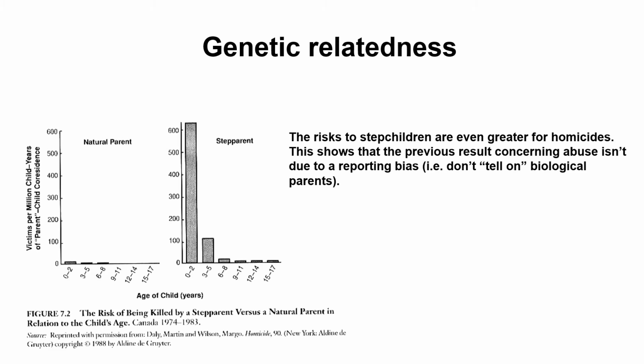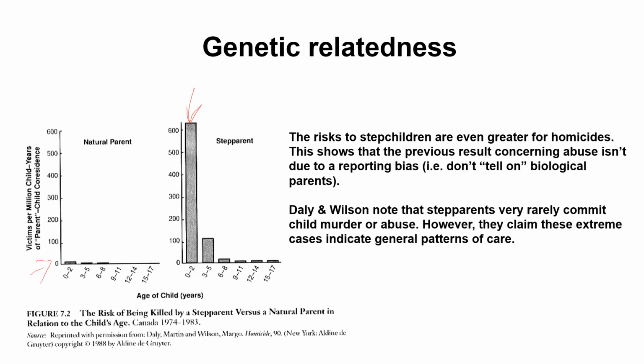Because on this slide, we're going to talk about homicides. So, infanticide. The risks to stepchildren are even greater for infanticide to occur, for homicides of children. It's essentially negligible with 2 biological parents. It is much, much higher when you're talking about a step parent committing the act. And Daly and Wilson note that step parents do rarely commit child murder or abuse. It is still pretty low. This is 600 per million. So it is still really low. But the fact is that there's a pattern here, that the chances of it occurring are much, much higher when you're talking about a step parent.